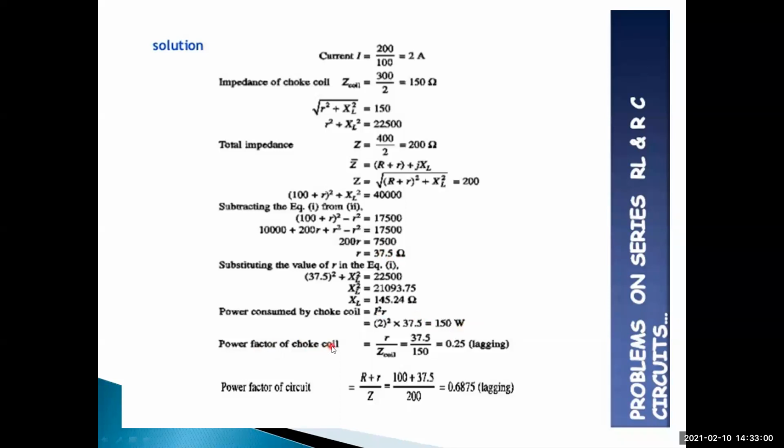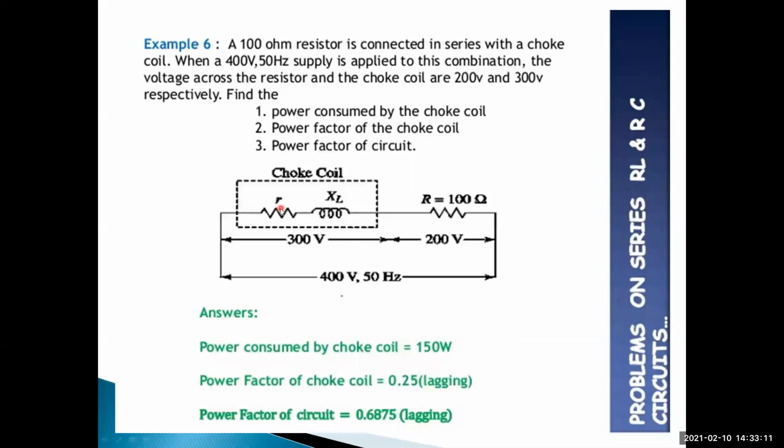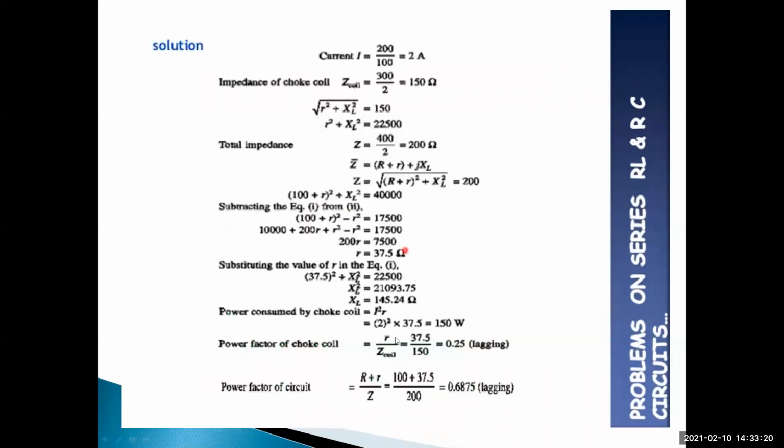Then the power factor of the choke coil, cos phi, is equal to R by Z. You know well, for a series RL circuit, the power factor of the choke coil is cos phi equal to R by total impedance. That's called small r by Z coil. Small r is equal to 37.5, and Z coil, the impedance of the coil, is 150. Then we get 0.25 lagging.